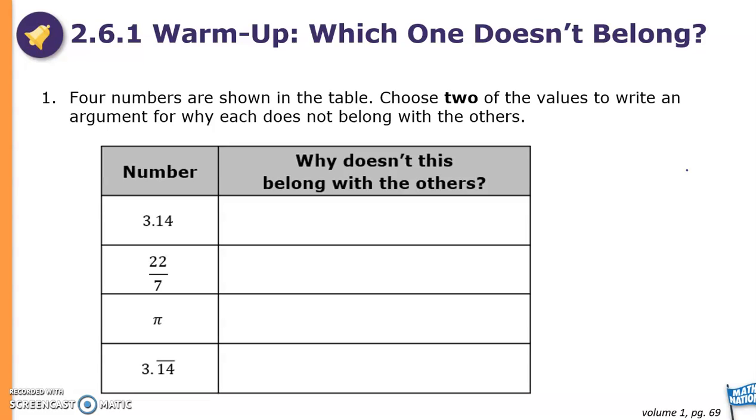Let's see what you wrote. 3.14 is a decimal. It doesn't keep going. It doesn't have a little bar above it, so it is a terminating decimal. It is the only terminating decimal out of the group. Then 22 over 7 is about 3.14, but it's written as a fraction. It is the only fraction in the group. We approximate pi to be 3.14, but we talked about earlier that it keeps going. It's a crazy number. It's the only irrational number in the group.